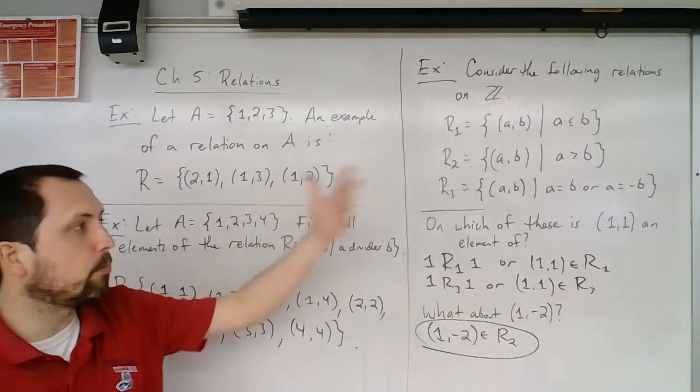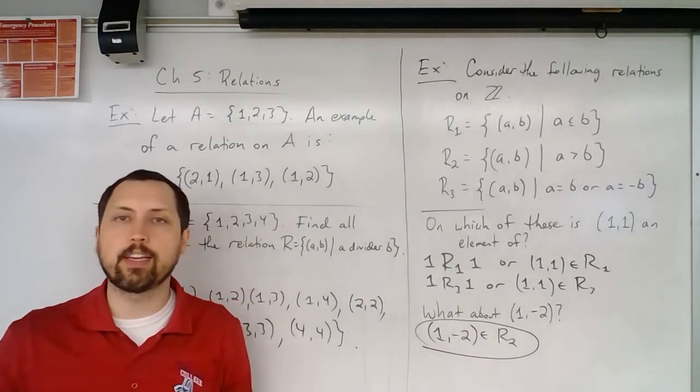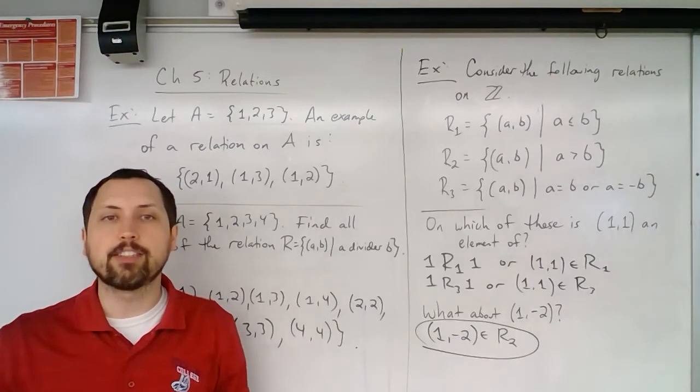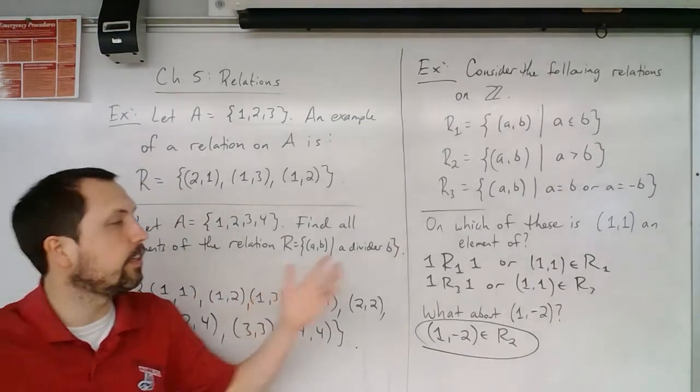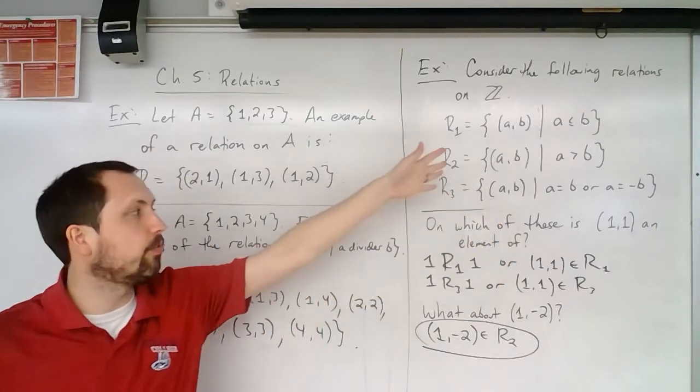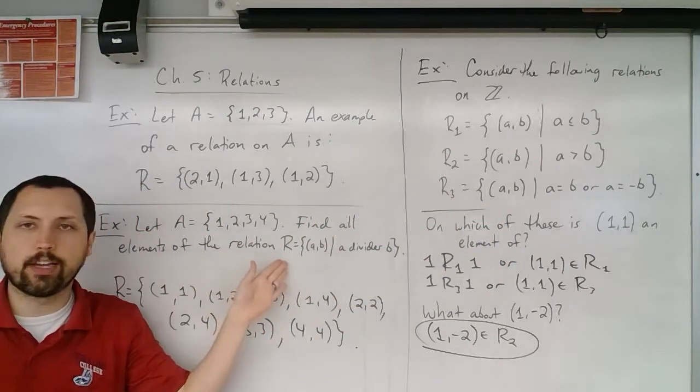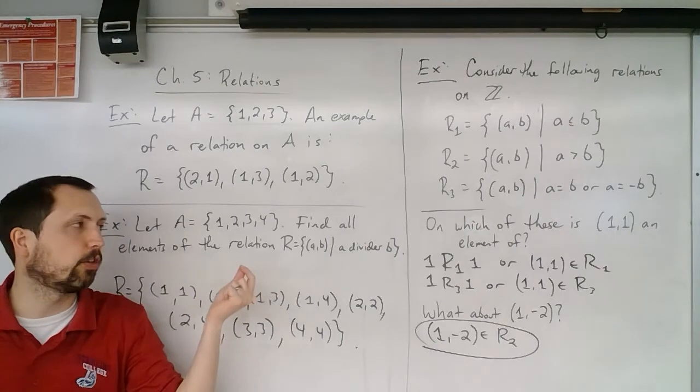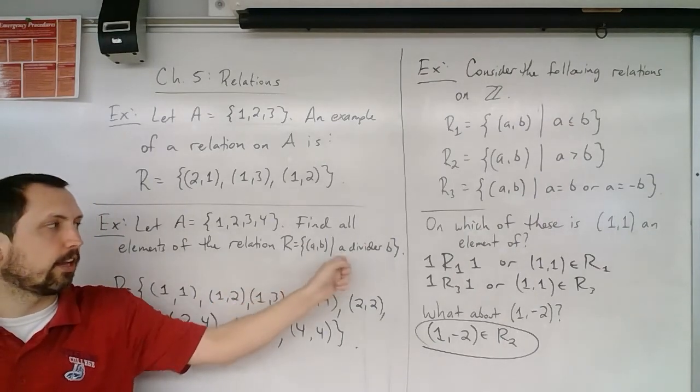So those are just some examples of working with specific relations on a set, figuring out which of these fall within certain relations, and how we form a relation given some type of specific restrictions on the elements that are forming it.